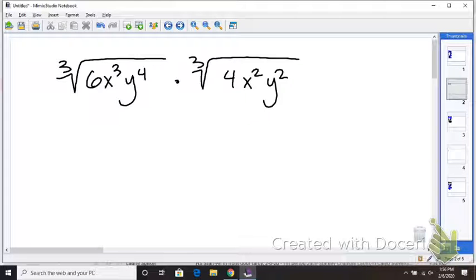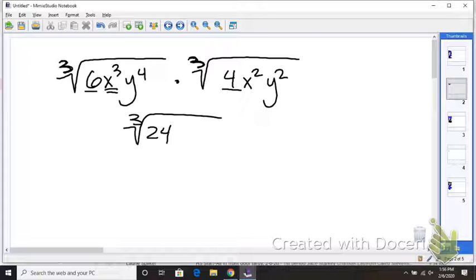So we need to first combine these, and can we multiply them together first? Good question. Why? Because they're the same. Okay, same root. So I've got a third root on both of them. So that means I just multiply together each part. So 6 and a 4 would give us the third root of 24.